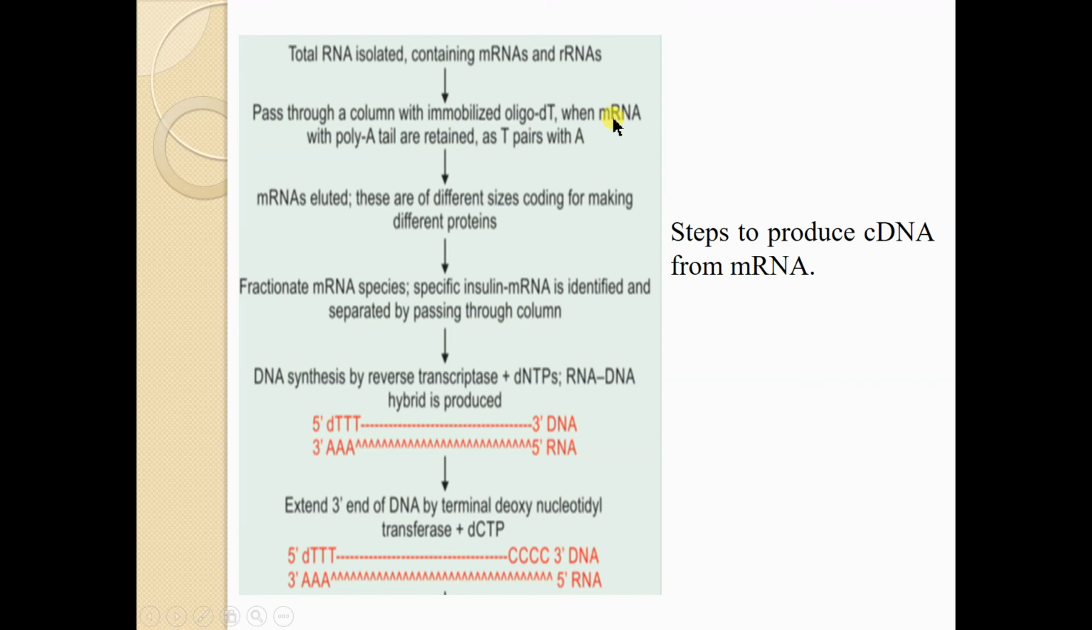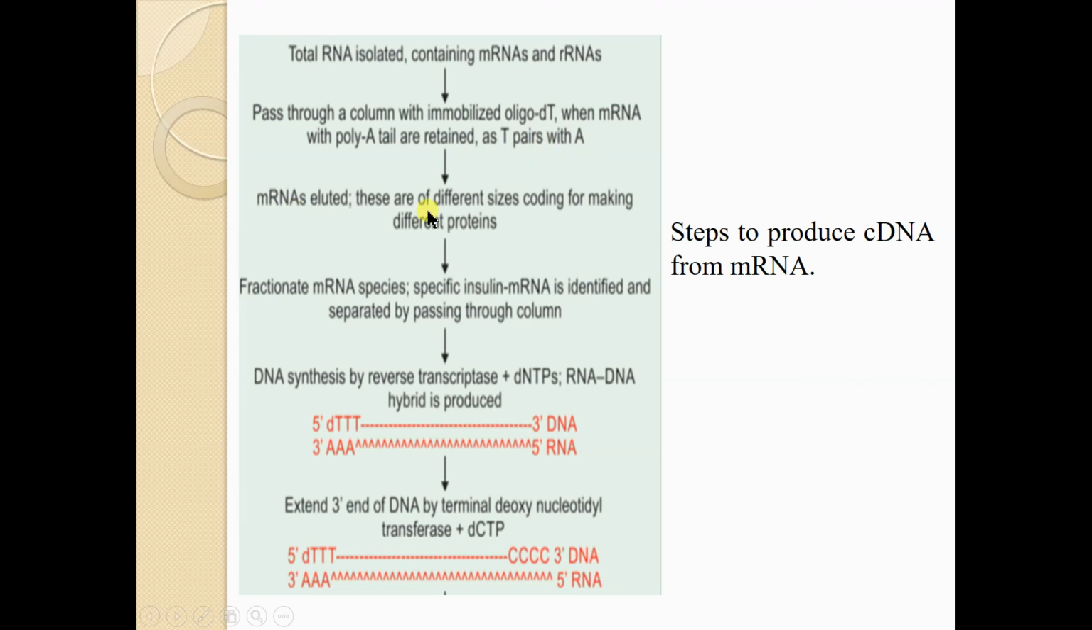So only the mRNA with the poly A tail is retained, as it pairs with the adenine molecules present at the 3' site of the mRNA, but only thymidine molecules are present in our chromatography column. So this mRNA will be retained inside the column while the rRNA is passed out. After a specific time period, the mRNA is eluted by a specific technique which breaks the bond between the thymidine and the adenine molecules.